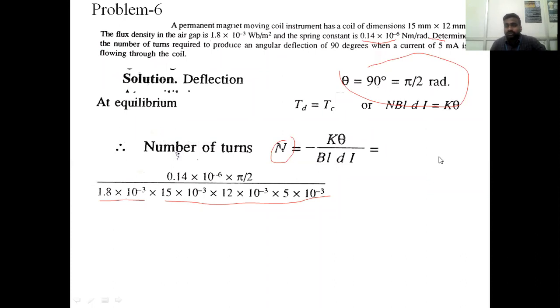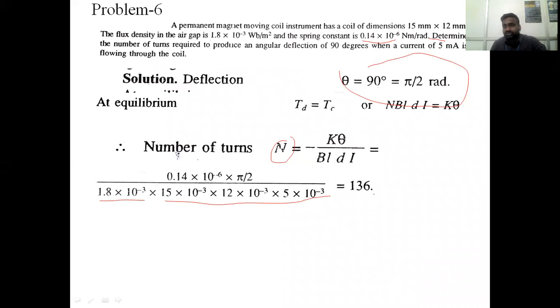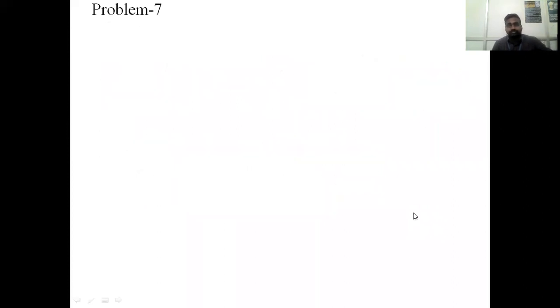Okay, is that okay? 212, 208, 209, 236. How much did you get? 222. How much did you get? So the final thing, that is capital N is equal to 136 turns. Okay. So coming to the next problem, problem number 7.